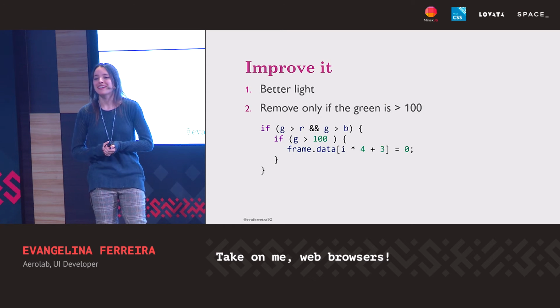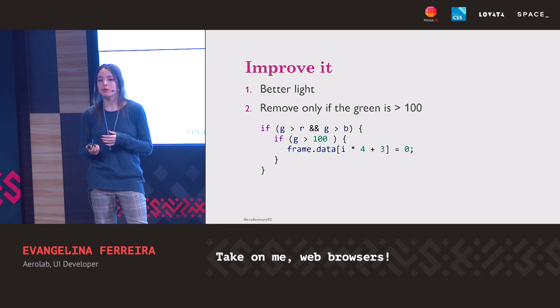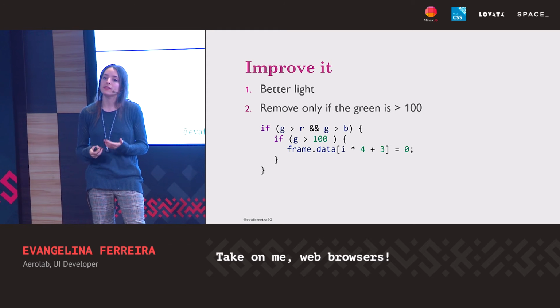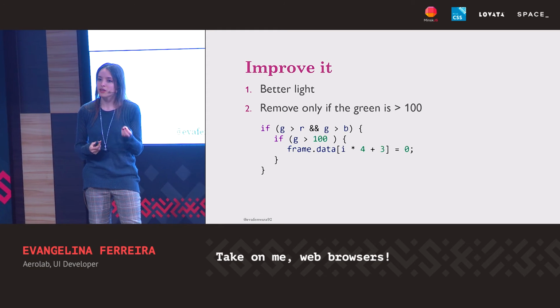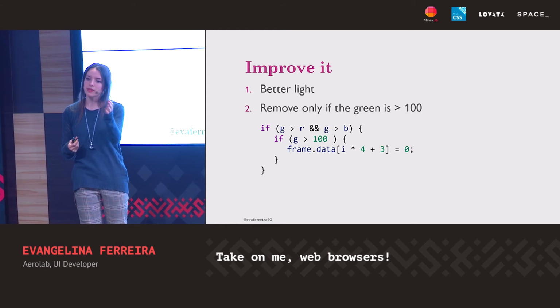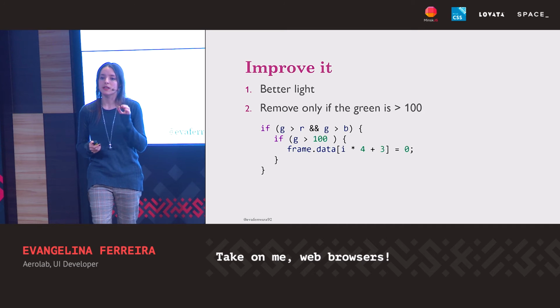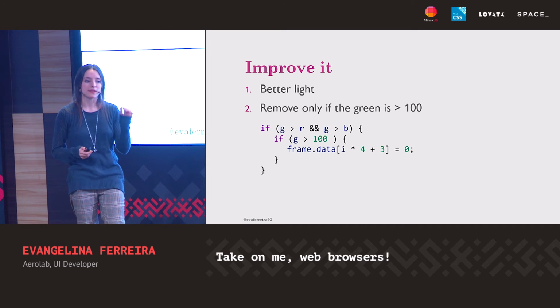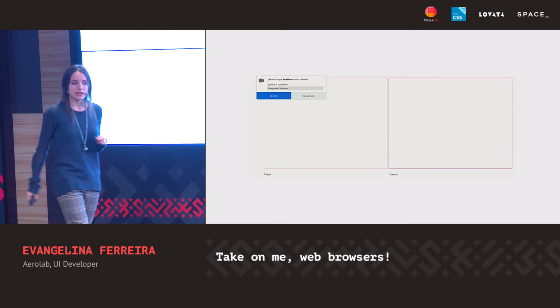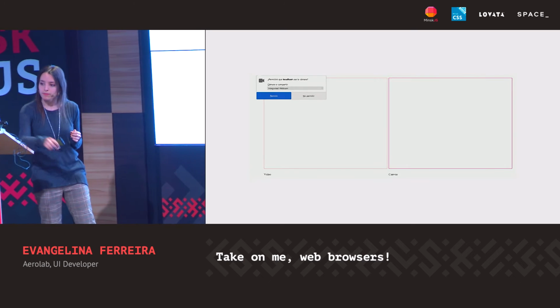So you need better light, and then you also need to remove only if the color you are looking for, in this case the green, is bigger than maybe 100, because that way you're actually certain that the green is really green and not a dark color. When it is dark, when the value is really low, you cannot be sure if that is green or whether it is a brown or a gray. So it's better to be certain and to say, okay, remove only if green is bigger than 100. And we get something like this, which is much better.